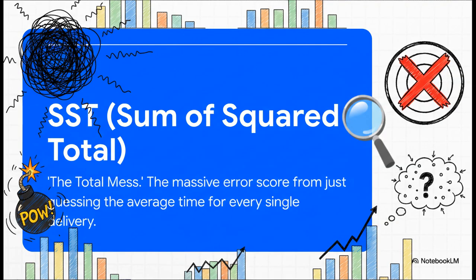Okay, now we need a way to measure just how bad our simple 22 minutes guess is. And for that, we have SST. Seriously, just think of it as the total mess. It's the huge giant error score you get from just using the average over and over again. It represents all the chaos we're trying to fix. This is the score to beat.